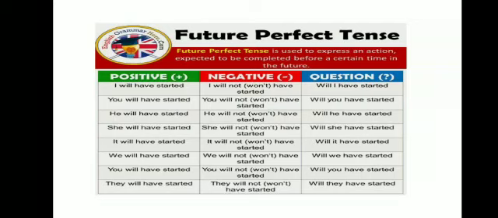Now interrogative, we will put first of all will or shall, then the subject, then have, then third form of verb and then the object. Will I have started? But according to grammar rule we will write shall I have started. Will he have started? Will it have started?